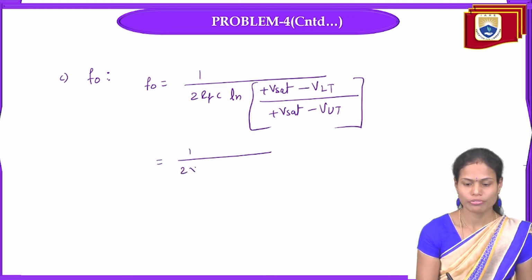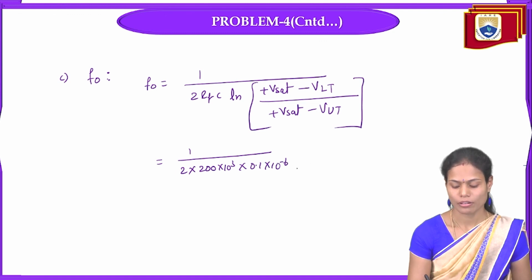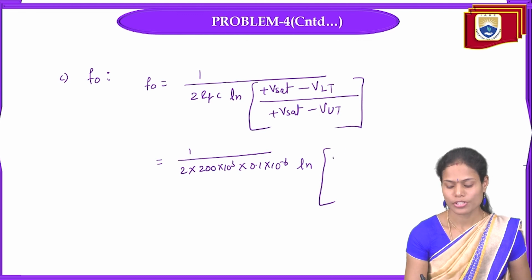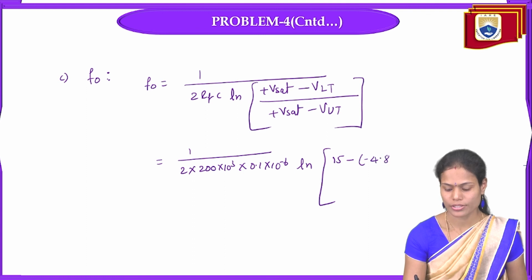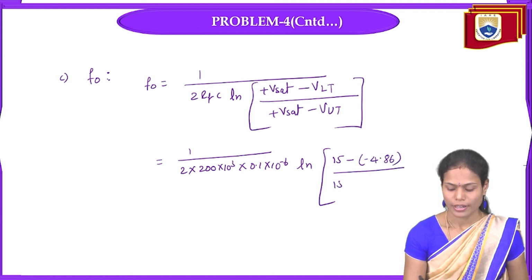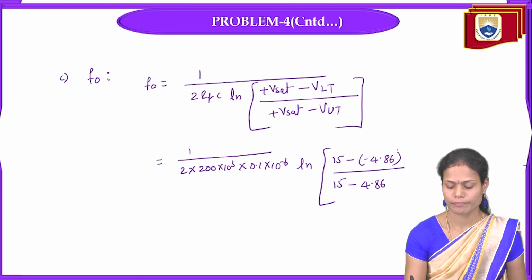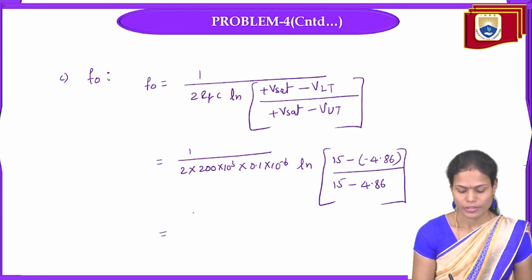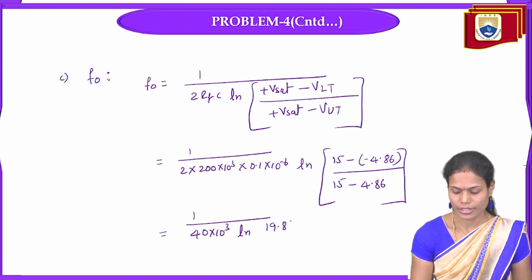1 by 2 into feedback resistance, which is 200 kilo ohms, and the capacitance value is 0.1 microfarads. Ln of positive saturation value plus 15 and the lower threshold voltage minus 4.86, divided by positive saturation 15 minus upper threshold voltage 4.86. So we will get 1 by 40 into 10 power 3 ln of 19.86 divided by 10.14.